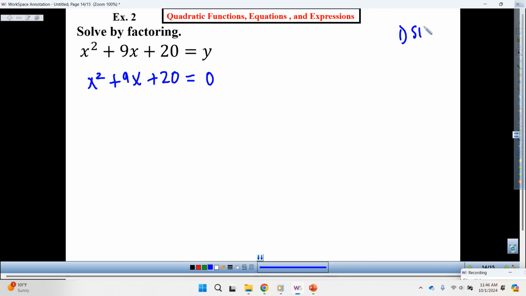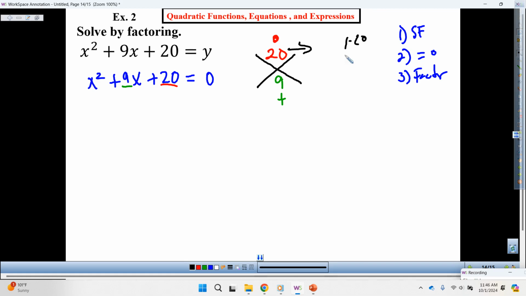So step one, standard form. Step two, equal to 0. Step three, factor. Tell your neighbor what number goes on top. Very good. 20. One number goes underneath. 9. So factors of 20, 1 times 20, 2 times 10, 4 times 5. Which one of those pairs adds up to 9? 4 and 5, right?